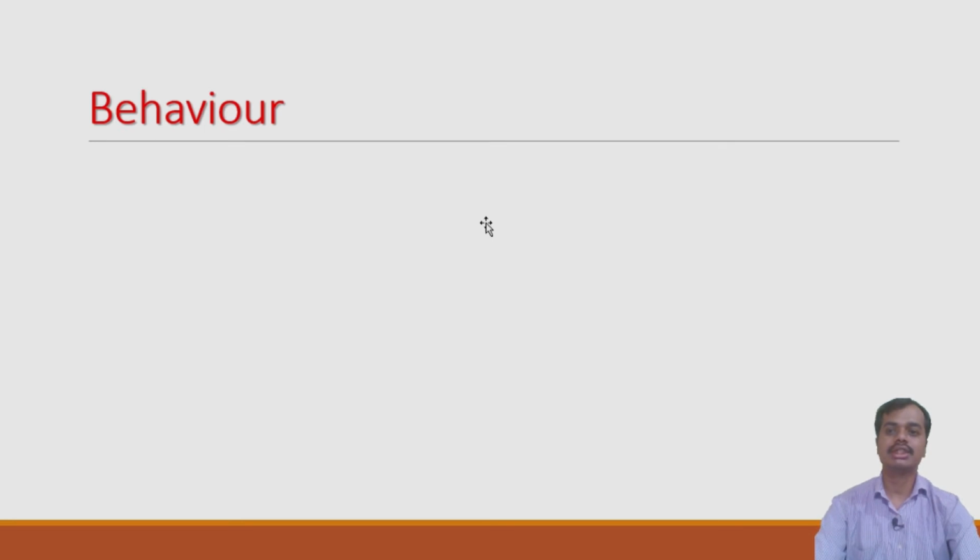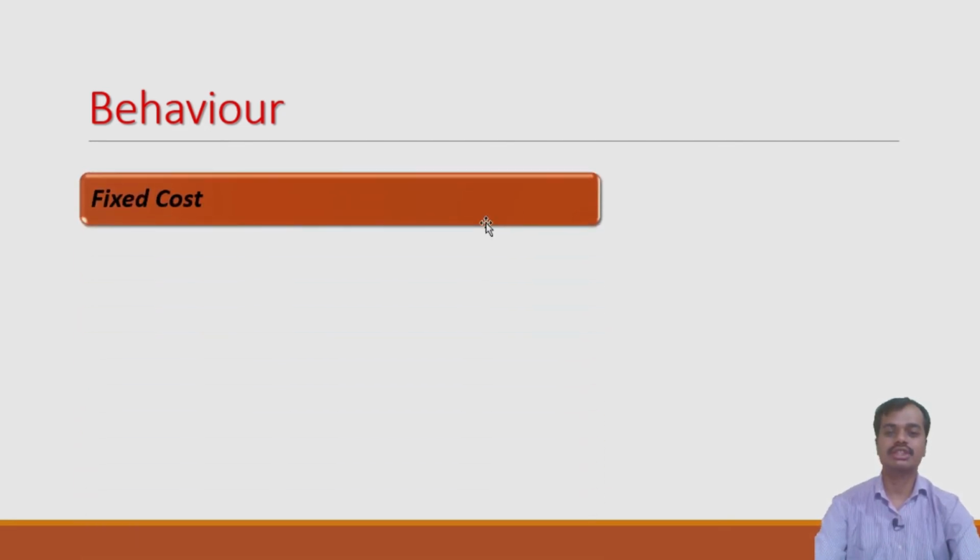Next basis is behavior. Costs are classified based on their behavior as fixed cost, variable cost, and semi-variable cost, depending upon response to the changes in the activity levels or production level. Let's see one by one. First is fixed cost.